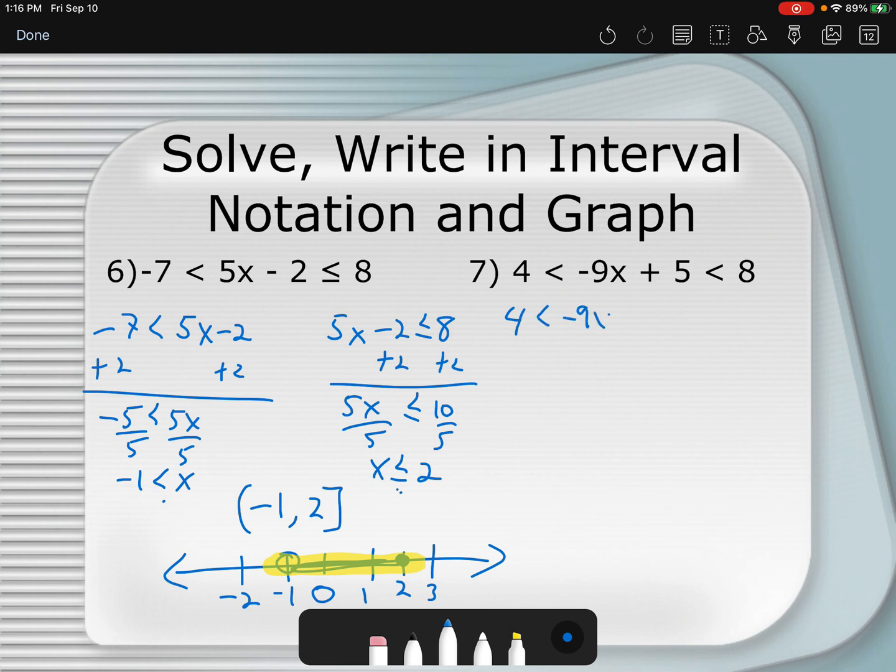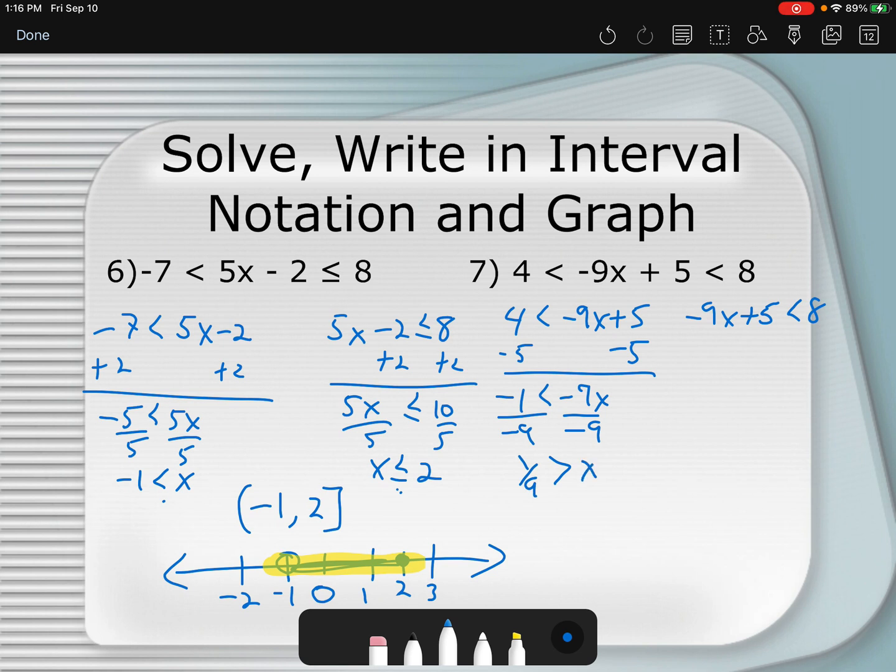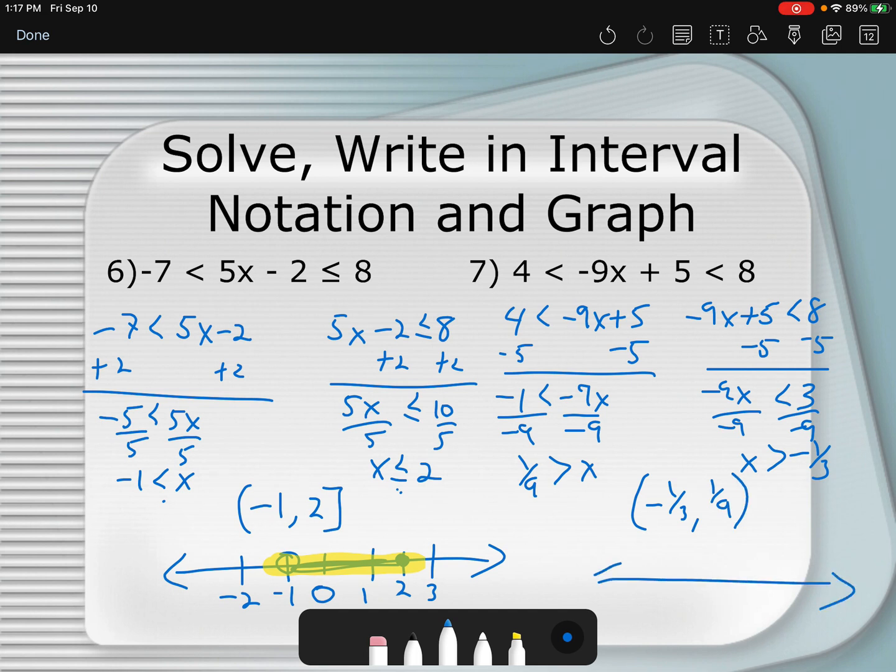So on 4, we're going to do the same thing. Split them up into 2 inequalities, like so. Subtract 5, you get -1. Divide by -9, we're going to have to flip the sign. So x is less than 1/9. These are going to be weird numbers, that's okay. Oh, we divided by a negative, we've got to switch the sign. 3/9 is 1/3. So this says that we are greater than -1/3, but less than 1/9. So those are going to be parentheses.